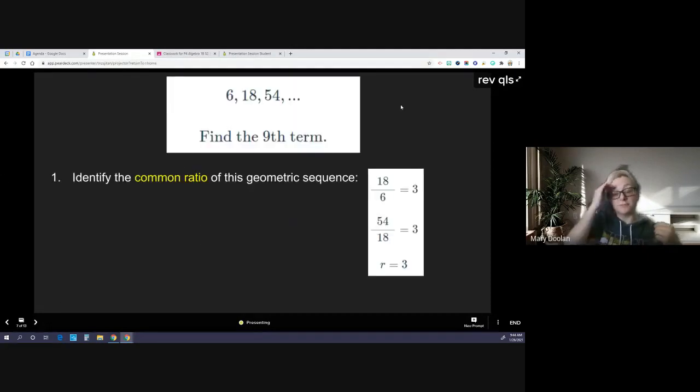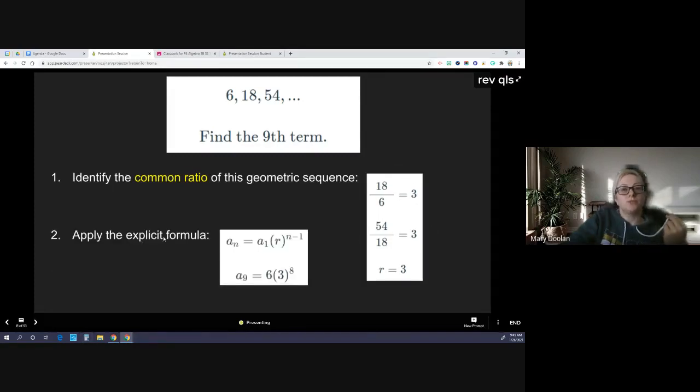So here's an example. I have a sequence: 6, 18, 54. I'm going to find the ninth term. I could just keep working this out and figure out what the ninth thing is, and that's one way to do it. But what I'm asking you to do with this problem is to use that explicit formula. So we want to identify the common ratio, which is little r, of the sequence. You take any two consecutive numbers in your sequence, and they're actually showing it works for both of them. They took 18 and 6 and divided and got 3. They also took 54 and 18 and divided and got 3. So 3 is the common ratio. It's geometric because I'm getting the same ratio both times.